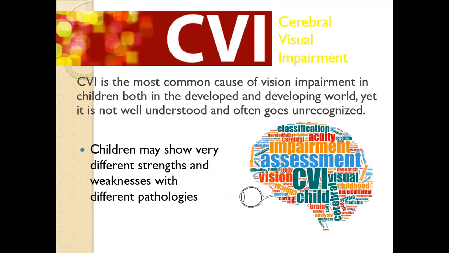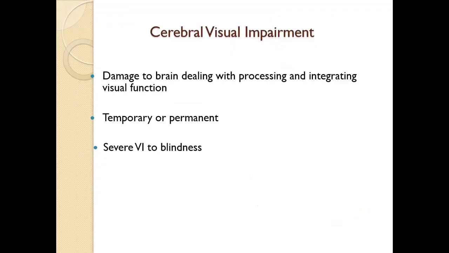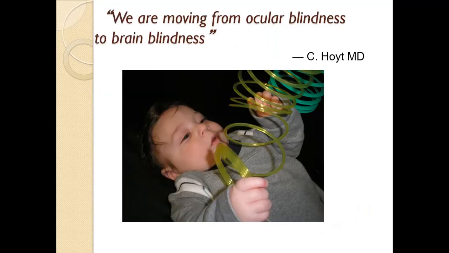So CVA is the most common vision impairment in children, in both developed and developing countries. But it is not that this disease follows a pattern. They may show different strengths and weaknesses depending on the pathology and which part of the brain is affected. It can be temporary or permanent. It can cause severe visual impairment or blindness also. So according to Hoyt, we are moving from ocular blindness to brain blindness.